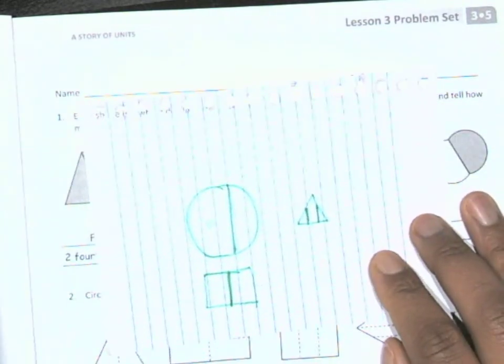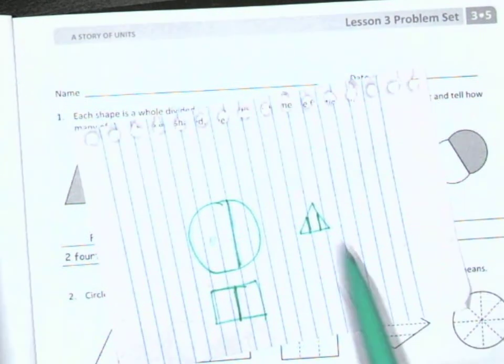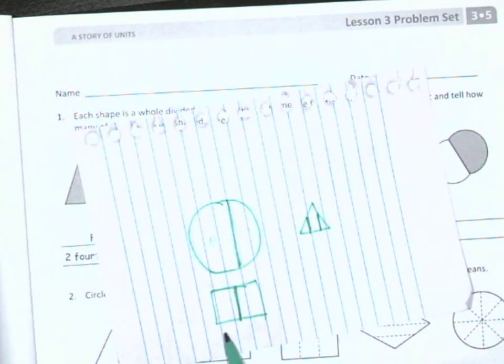So it's very important that you all understand that in order for this to be considered thirds, they all have to be equal. In order for these to be considered halves, they have to be equal. So the same thing with fourths, fifths, sixths, they have to be equal in order to be considered a part of that unit.